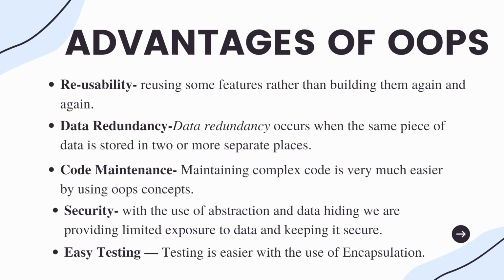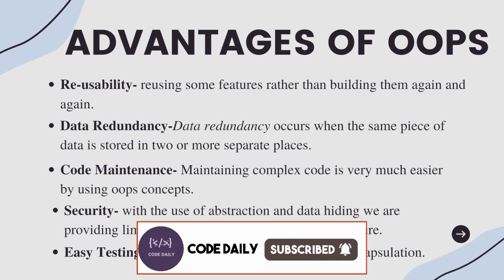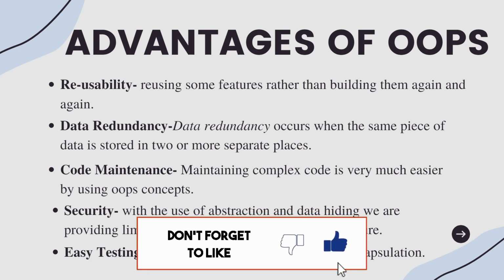Code maintenance. Maintaining a complex code or a complex project is much easier by using OOPS concepts. Security. With the use of abstraction and data hiding, we can provide limited exposure to data and keep it secure. Easy testing. Testing is easier with the use of encapsulation.